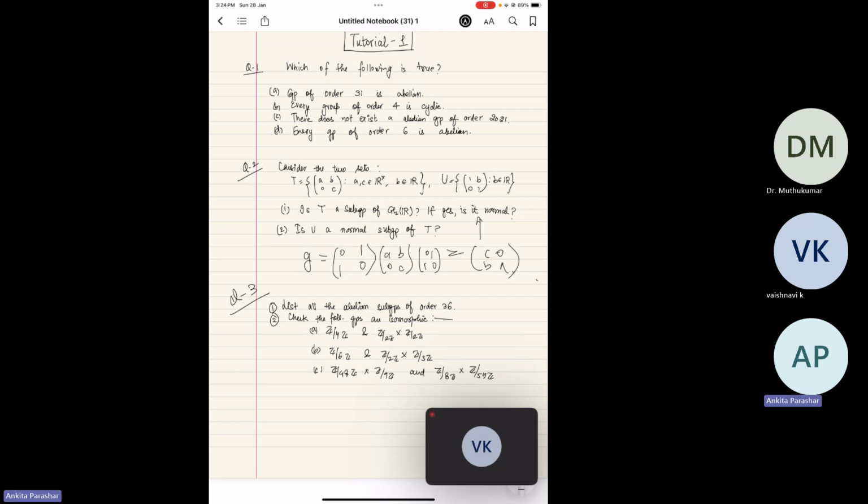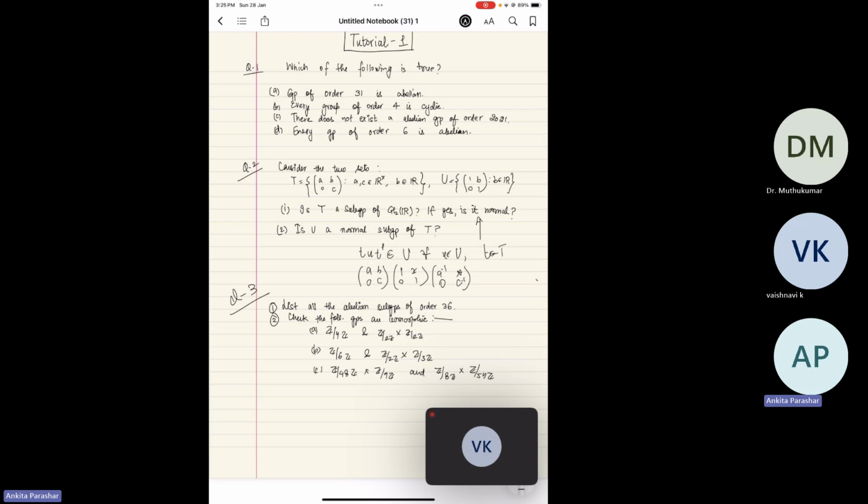So I'll quickly write. If you see, in order to check the normality, you have to see T U T inverse should be in U for every U in U, T in T, right? If you look at 1, x, 0, 1, and what is the inverse? Here it will be A inverse, something, 0, C inverse, I guess. So something I have written at the top.